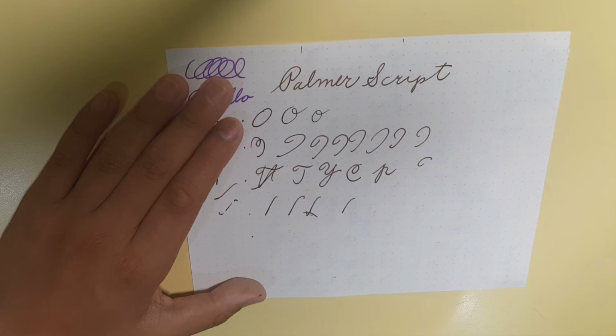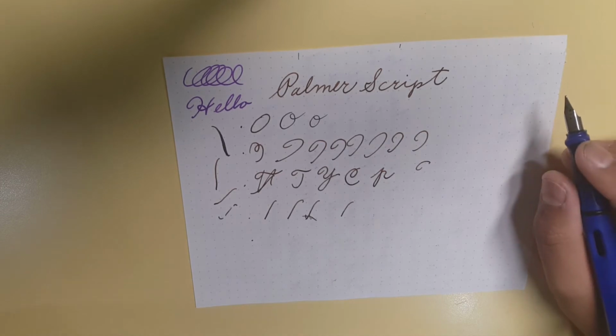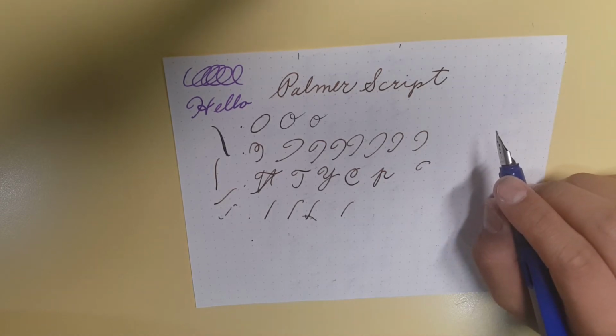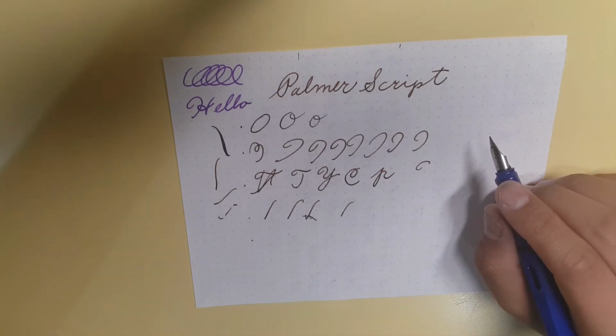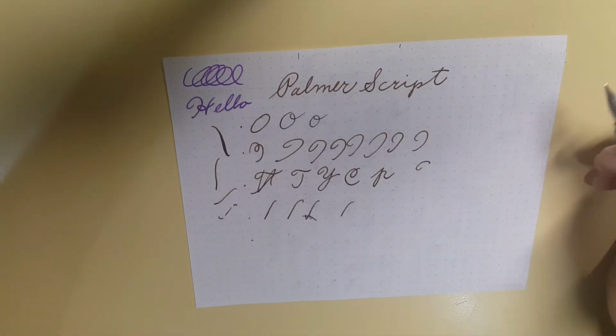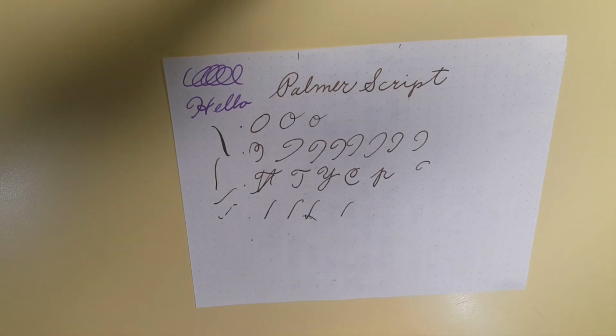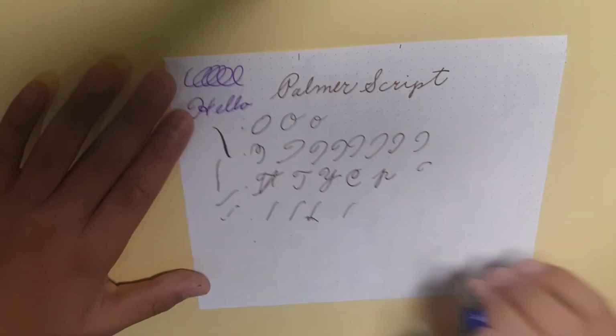Now that is kind of all the strokes that I could find, all the strokes that really matter. The next thing we'll learn in this lesson will be how the letters join and the angles. So let's go do that.